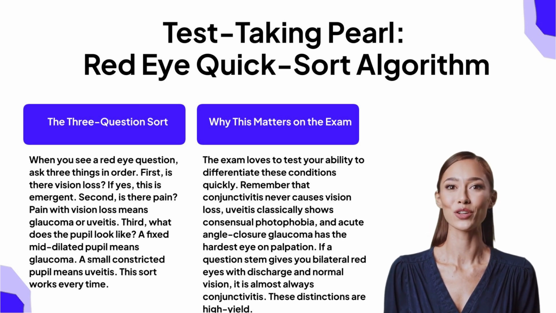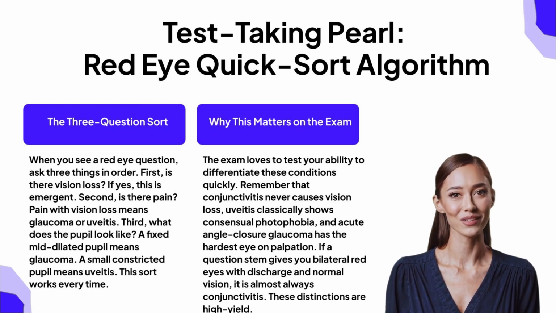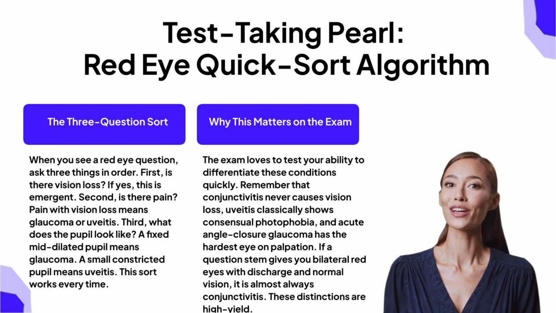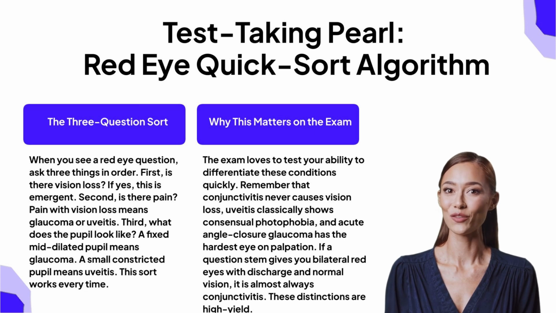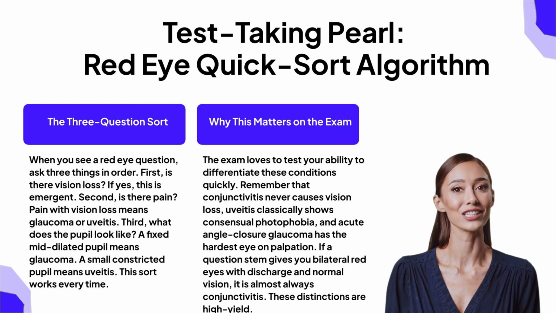Third, what does the pupil look like? A fixed mid-dilated pupil means glaucoma. A small constricted irregular pupil means uveitis. This 3-question sort will work every single time. The exam loves to test your ability to quickly differentiate these conditions.